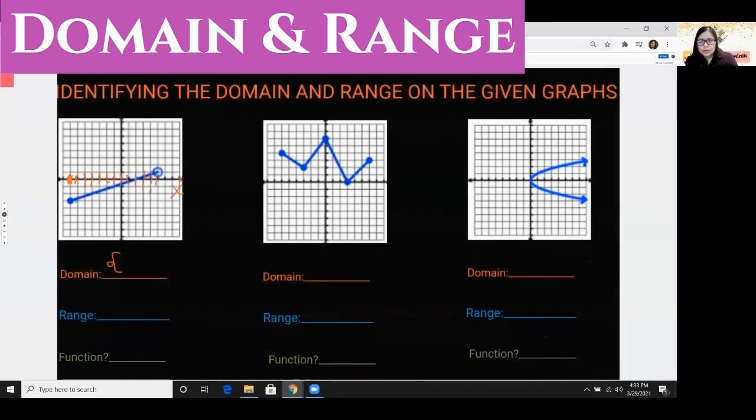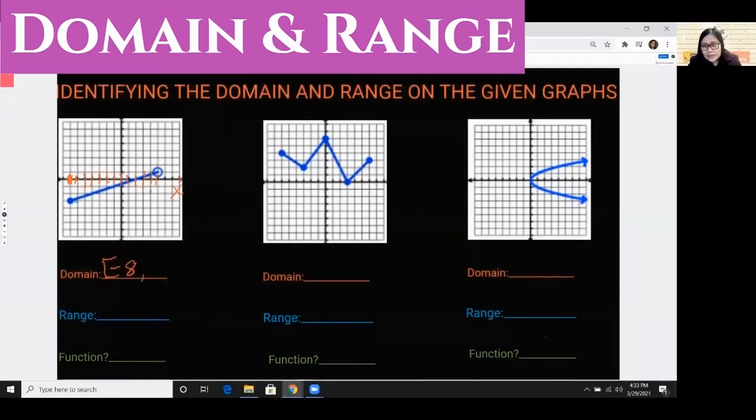So we will start on the domain on both ends of the graph. So on this graph, the close dot is used. So if we're using a close dot, we're going to use a bracket, okay? Because it is a close dot. And then we're going to identify the number where it stops. So we have 1, 2, 3, 4, 5, 6, 7, 8. Since it is on the left side, going to the left, it is a -8. So we'll have -8 in here.